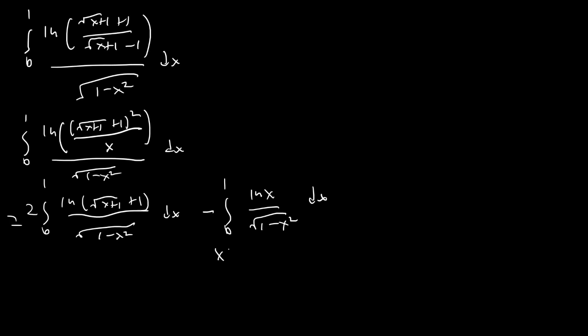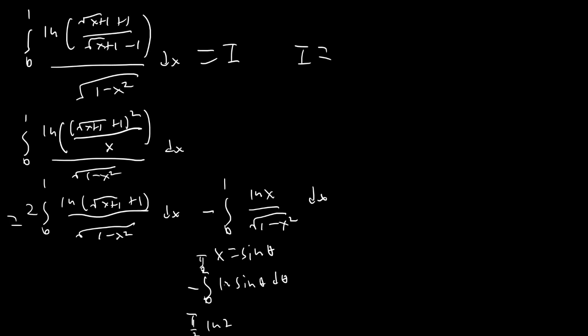We just do x equals sine theta. So we get negative integral from 0 to pi over 2 of ln sine theta d theta, or pi over 2 ln 2. So our integral, which we'll call I, equals 2 times the integral from 0 to 1 of ln square root x plus 1 over square root 1 minus x squared dx plus pi over 2 ln 2.